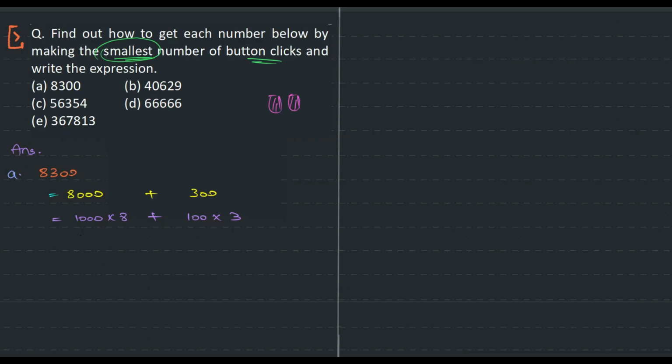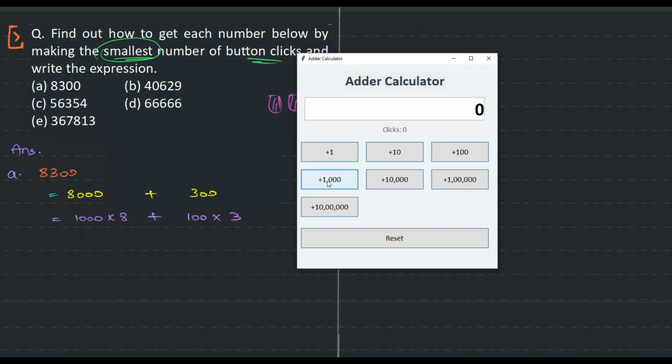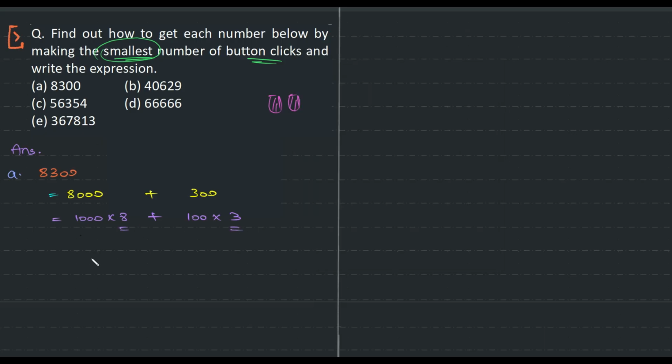So if I go over here, 8 plus 3 is 11. Within 11 clicks, I'll be able to get 8,300. So we got it within 11 clicks. This is how you get it. Next.